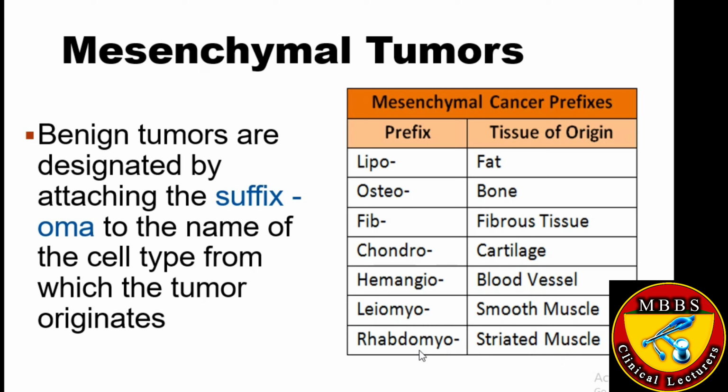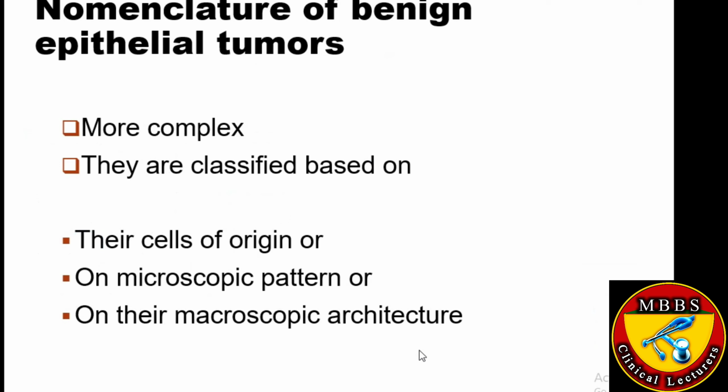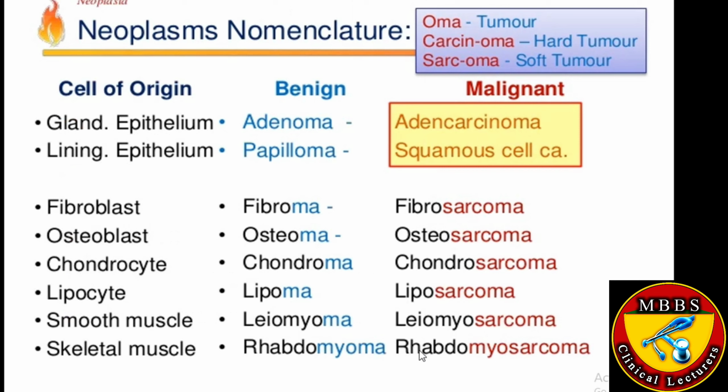Many times in the exam or in a test, the major bulk of your questions come from this classification. So you have to be very clear about how to classify them. Nomenclature of benign epithelial tumors is more complex. They are classified based on either the cell of origin or the microscopic pattern or architecture. Coming to neoplasm nomenclature, this is a short form, and you have to remember all the names that are given in your book.